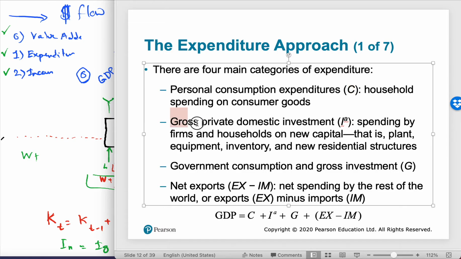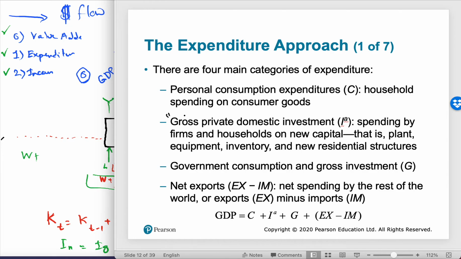And gross private domestic investment is I, or gross. So the word gross is very important. The reason we call it GDP is because this is gross investment. If it is net investment, then it's going to be called net domestic product. So soon we are going to come to this.